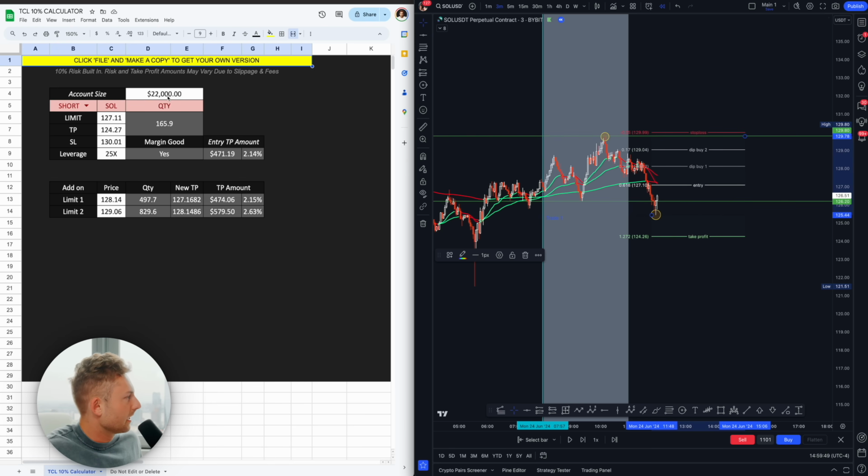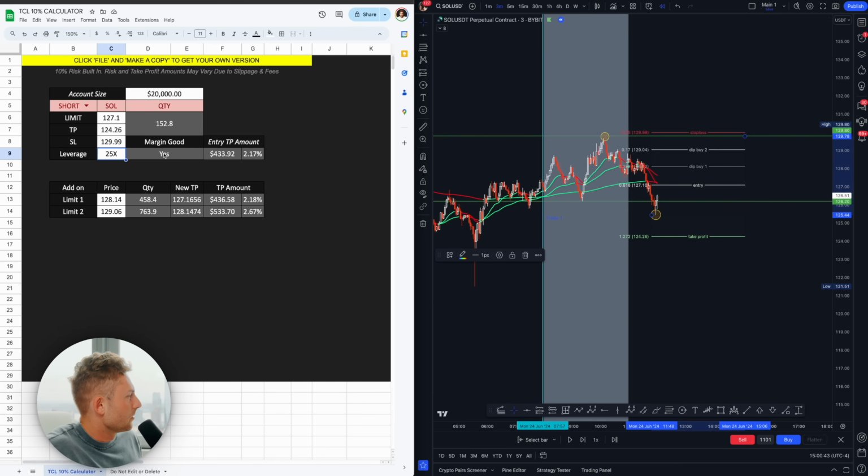When I go over to my calculator, all I need to do is put in my calc total. Say I'm trading with $20,000. You can trade this with as little or as much money as you want. Considering this is a short position, we're going to click on short. We're going to put in our ticker. Our first limit is going to be this entry value, which in this case is 127.10. Take profit is 124.26. Stop loss value you can see is 129.99.